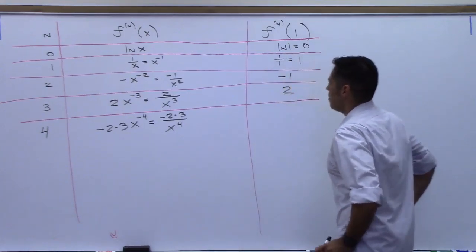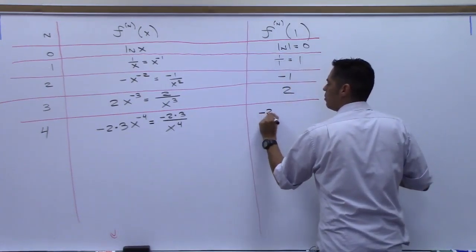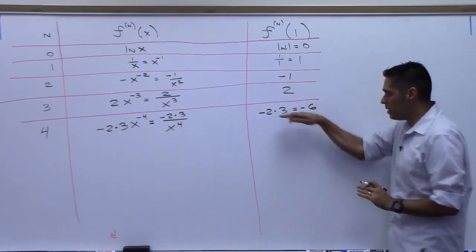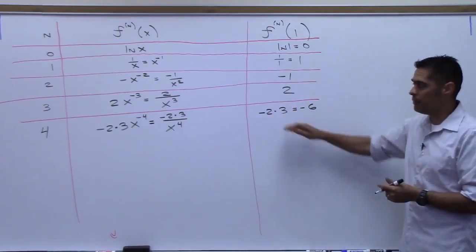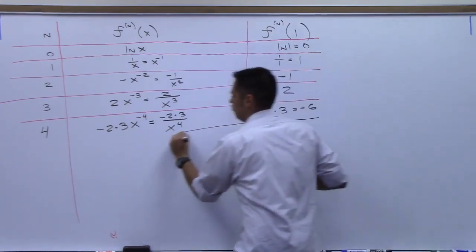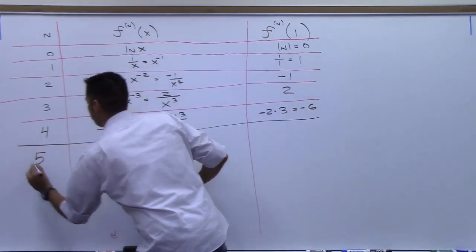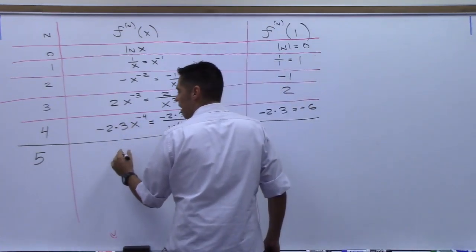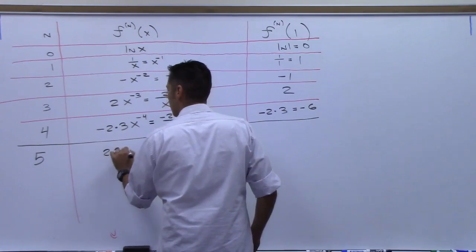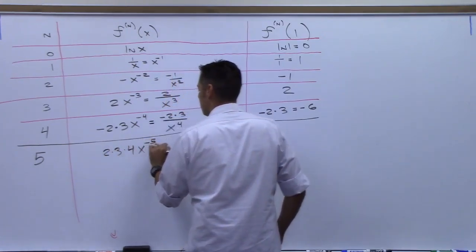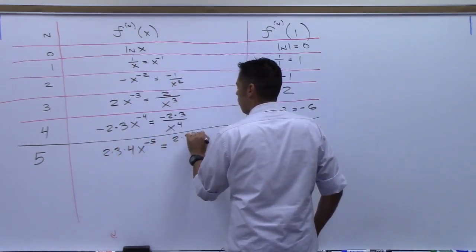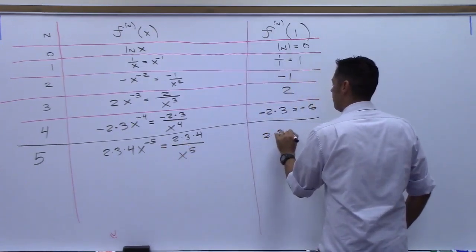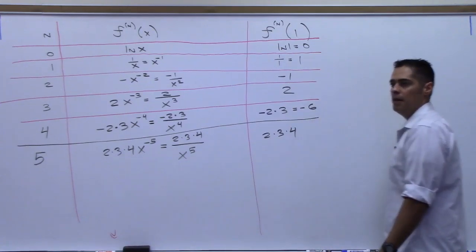All right, so plug 1 into that. What do you get? Negative 2 times 3, which is, I agree, negative 6. But I'm going to keep it here so I can see it clearly. I'm going to stop using red. Fifth derivative, what happens? Comes out, you're going to have a positive this time, right? 2 times 3 times 4x to the negative 5, which is 2 times 3 times 4 over x to the 5th, which is just 2 times 3 times 4, which of course we can figure out what that is, right?